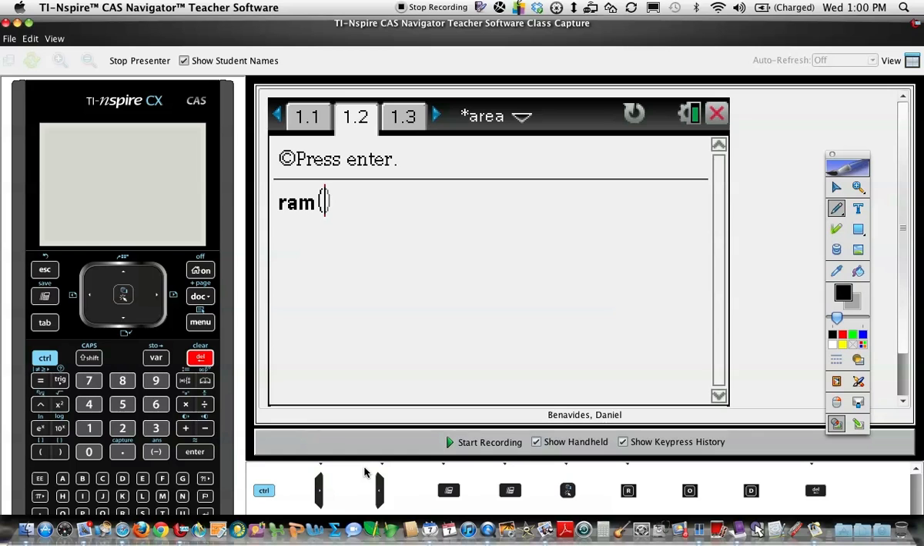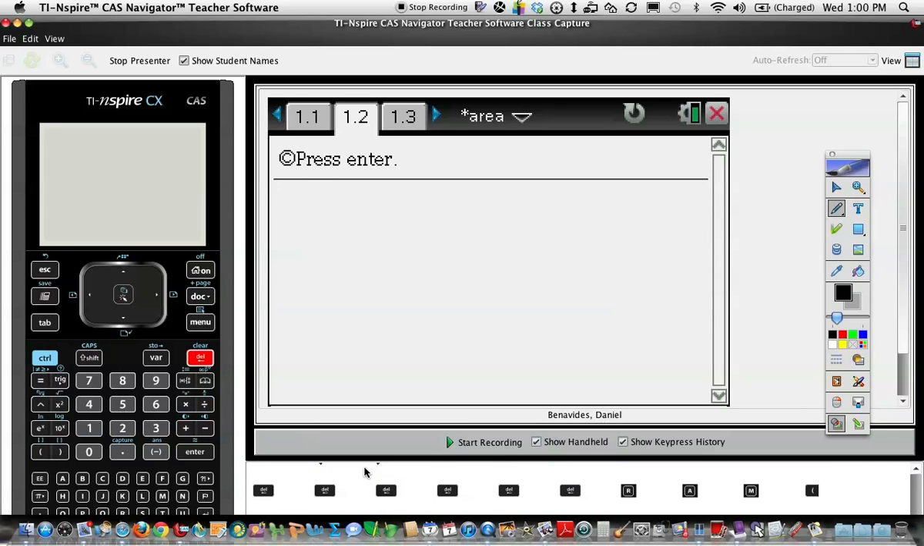Now, here's what I like about this program. If you get into the area program and you get on this 1.2 page, you can just type RAM. Go ahead and delete that all out of there, Daniel, just for the heck of it. It's something you can just type in. So if you type RAM right now, watch how it goes bold. Once you get RAM and it goes bold, what that means is it recognizes that as a special function, a special program that's been saved.